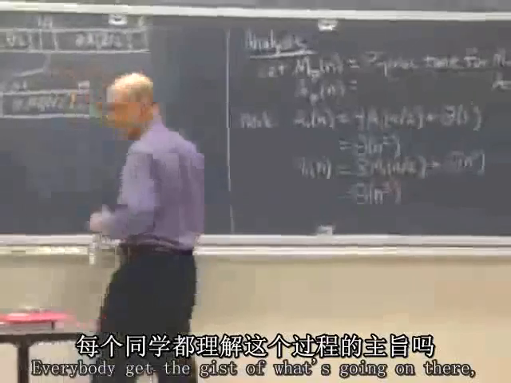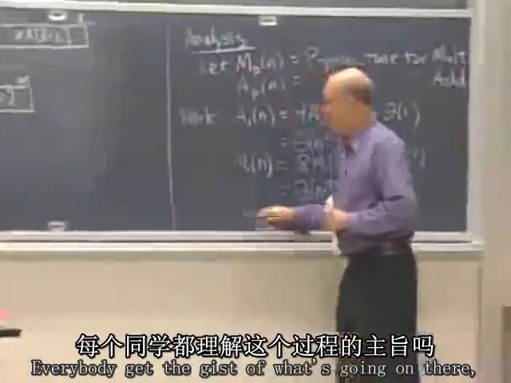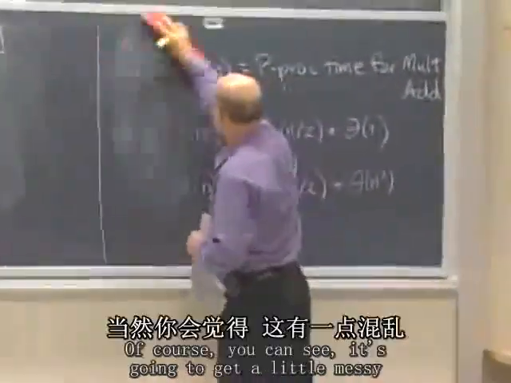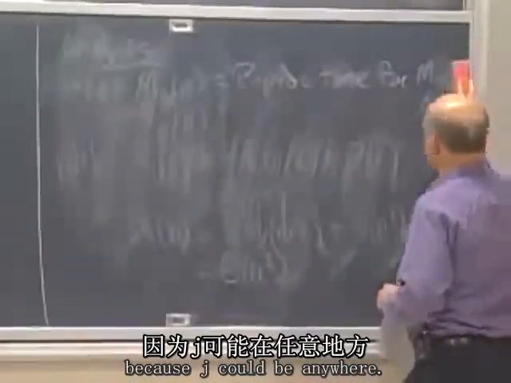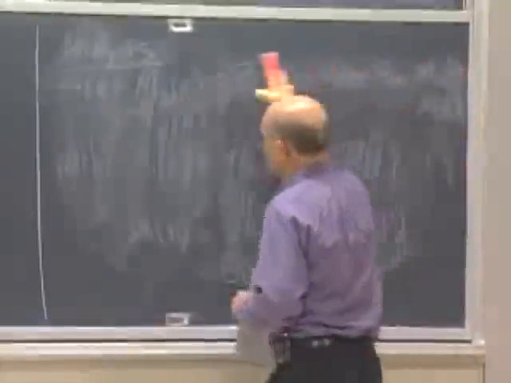Everybody get the gist of what's going on there? How we're going to parallelize this merge? Of course, you can see it's going to get a little messy because, you know, J could be anywhere.